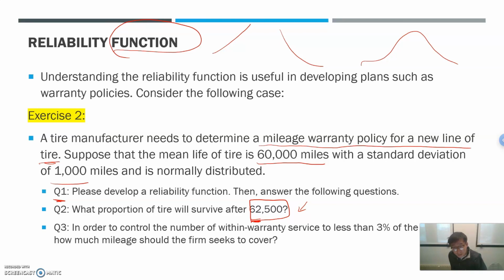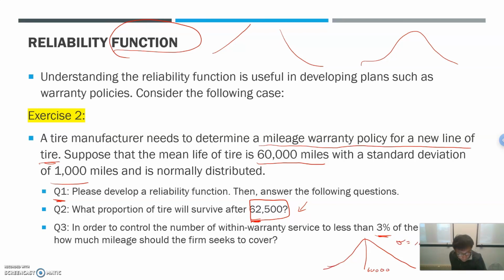Number 3, in order to control the number of within-warranty services to less than 3% of total tires, how much mileage should the firm seek to cover? So they need to determine a mileage number so that they only service less than 3% of total tires. Let's say this is 60,000, and the standard deviation was like 1,000.